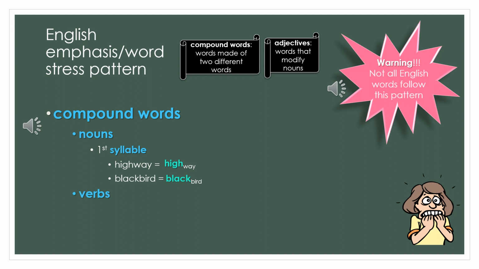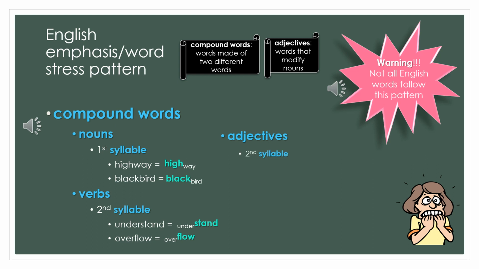Compound verbs usually have the emphasis on the second syllable. Understand. Overflow. Compound adjectives usually have the emphasis on the second syllable as well. Fat-free. Middle-aged. Again, don't forget that not all English words follow this pattern either.